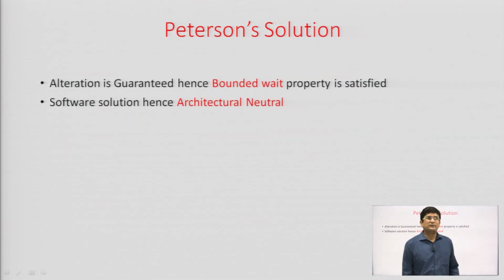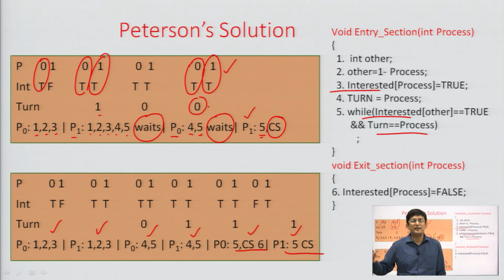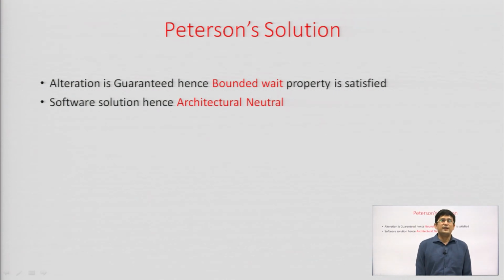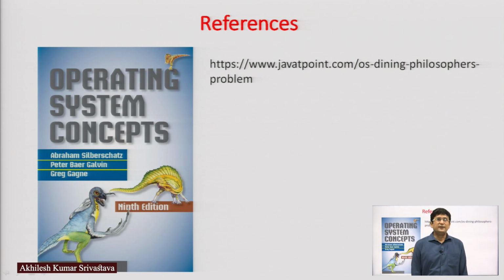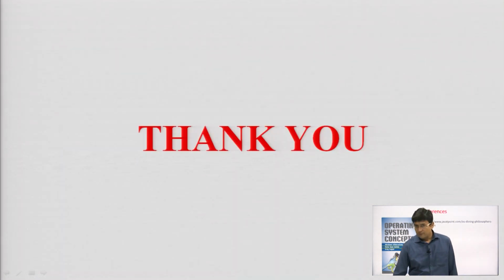Now alternation is guaranteed. You can see in this example, in the example below, that P0 is entering the critical section, then P1 is entering. After this P0 will enter and then P1 will enter, then P0 has entered, then P1 will enter. So it means that bounded waiting is satisfied, and the solution is also architecture neutral because this is a software solution. So these are the references for this lecture. We will see the other solutions in the next lecture. Thank you.